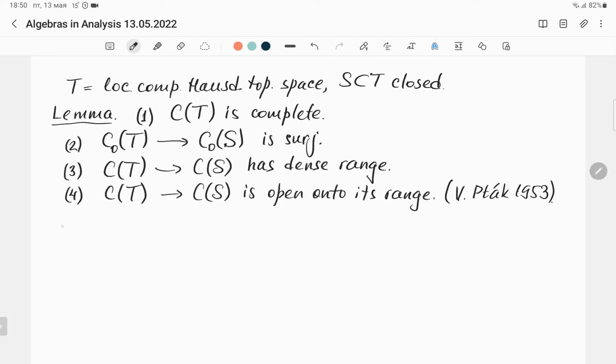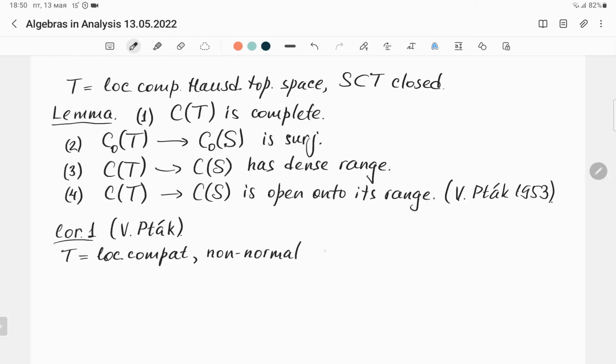And by using this lemma, we get the following corollary. Corollary 1, also due to Ptak. Actually, this was one of the first examples of an incomplete quotient of a complete space. So suppose that T is a locally compact, but non-normal Hausdorff topological space.